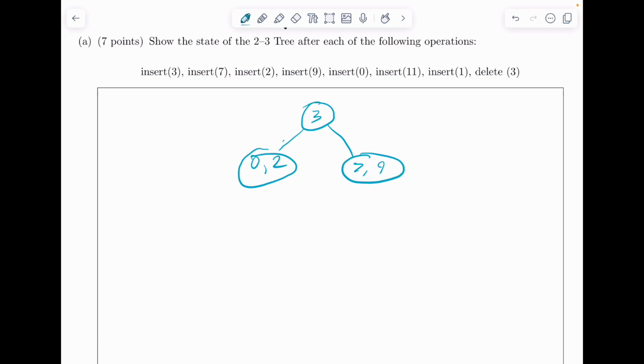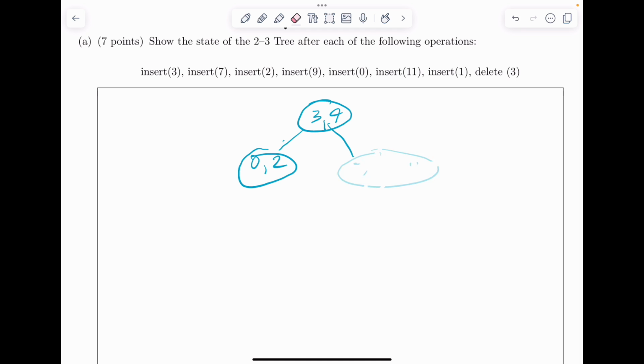Now we need to insert 11. So we're going to do the same thing. 11 is bigger than 3, so we're going to jump down to the right and insert 11 into this node here. But we have a problem because this node now has 3 keys in it, which is no good. So we're going to do what we did before. We're going to take that middle value and push it up, and then make its left and right keys its children. So when we push 9 up, we're just going to make that a neighbor of 3. So now this is a 2 node with 3 and 9, and its children are 7 and 11.